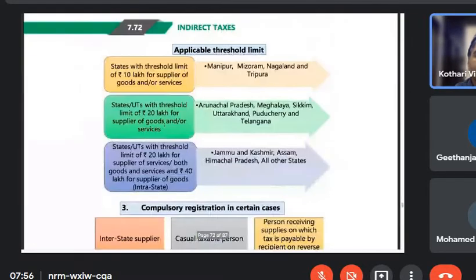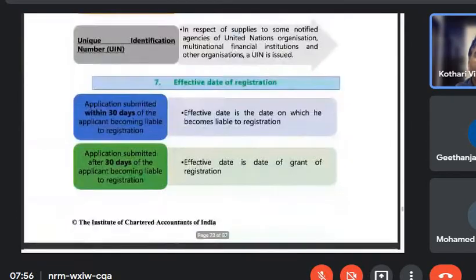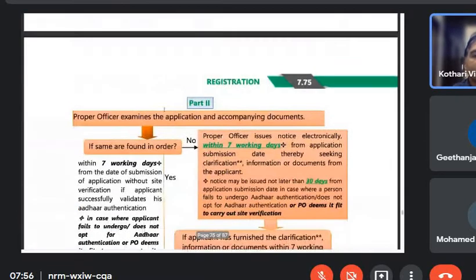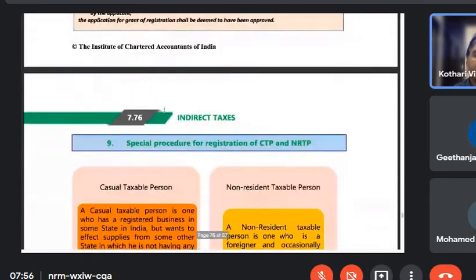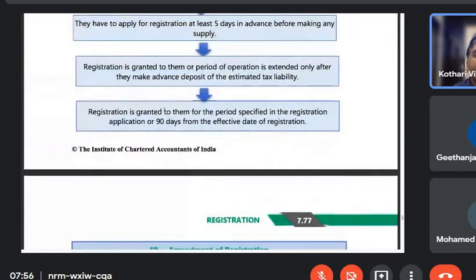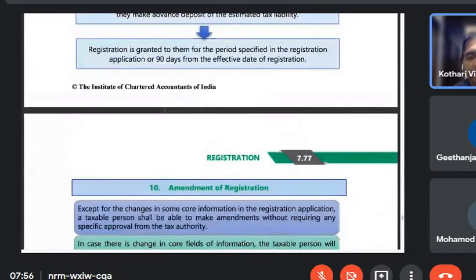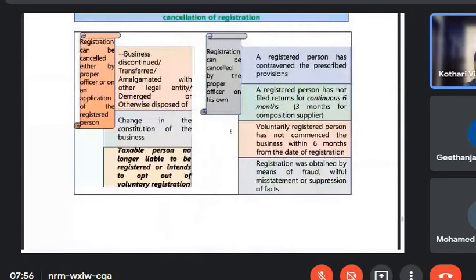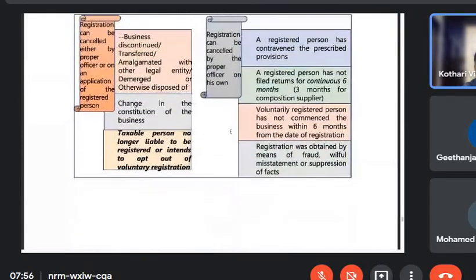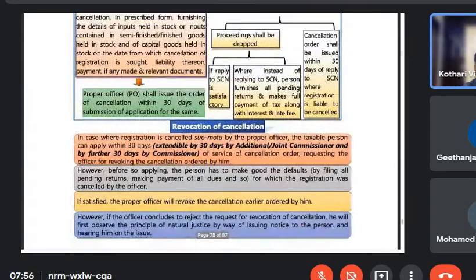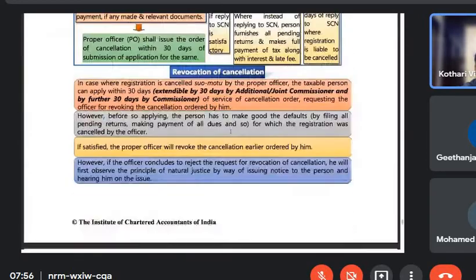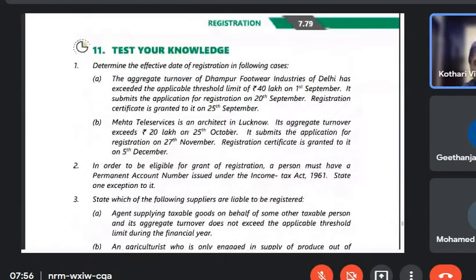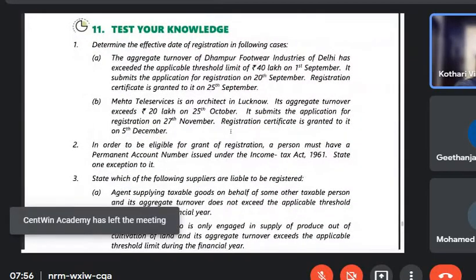So person liable to register, threshold limit, all those things we have seen. Then what is the procedure for registration? Then casual taxable person, non-resident taxable person. Then amendment of registration. Today we have seen core field amendment and non-core field amendment. For core field amendment, approval of the proper officer is necessary. Cancellation either by the registered person or the proper officer. And then revocation of cancellation. Now we will go to the questions.